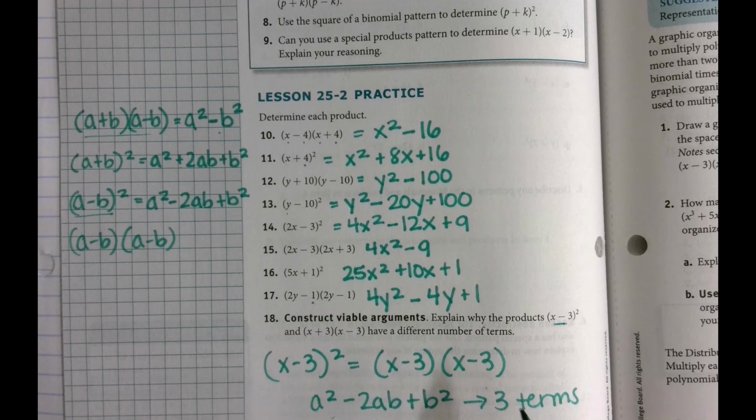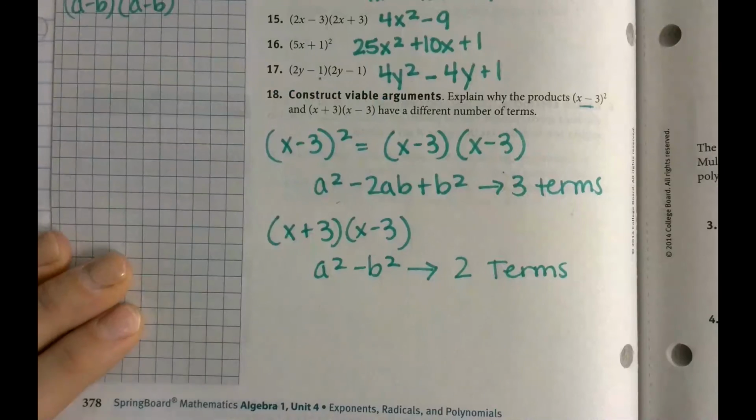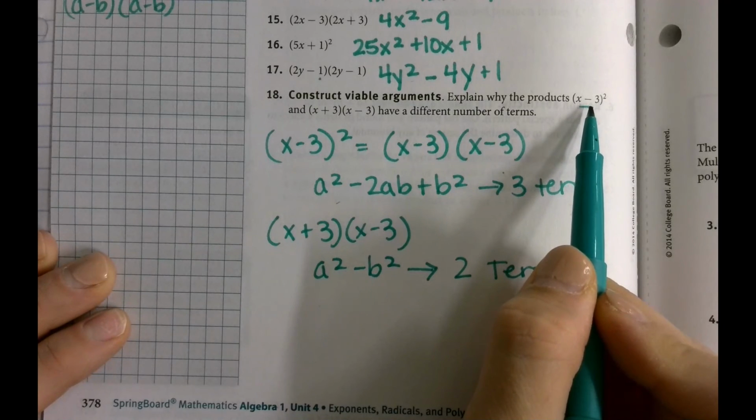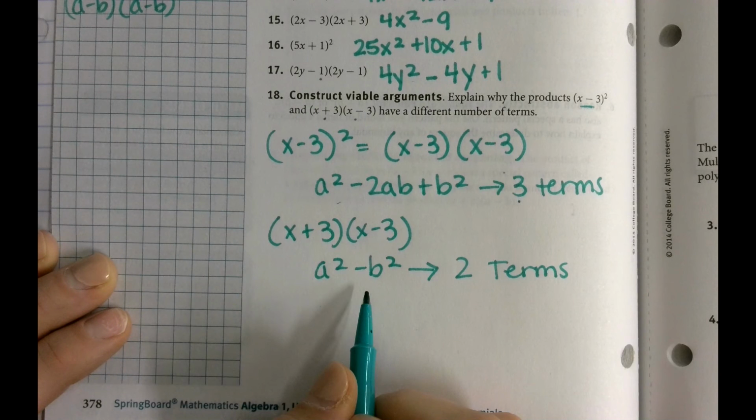So if we have x minus 3 squared, then that's going to give us 3 terms. But if we have x plus 3 times x minus 3, the products cancel out our middle term, and we're just left with our a squared and b squared terms.